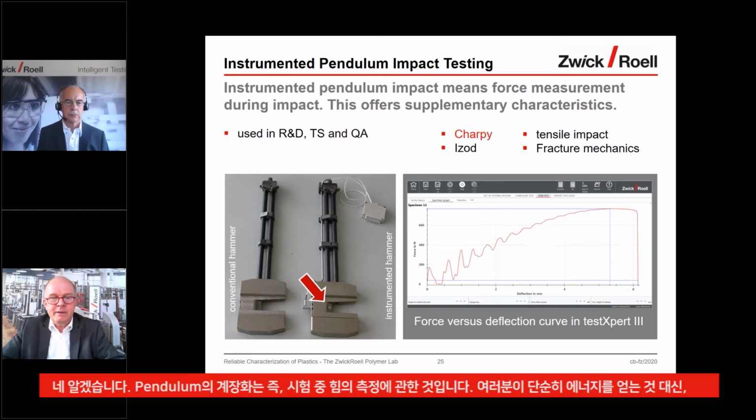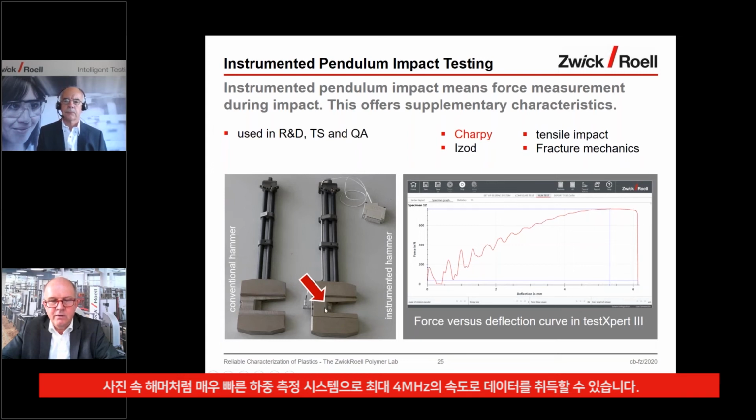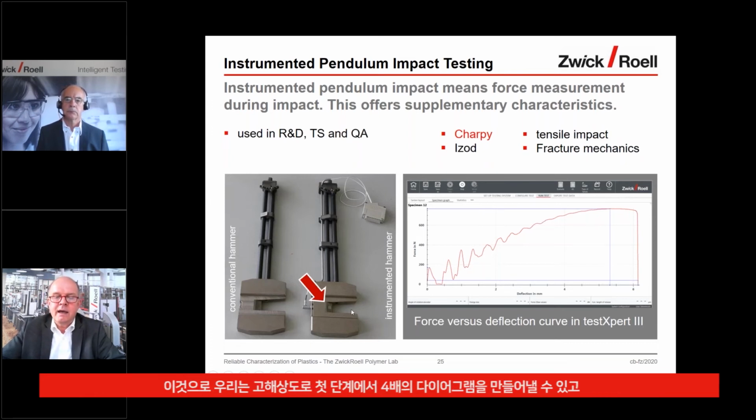Yeah, instrumentation basically means the measurement of force during the test. So instead of just having an energy single point value, you have here integrated into the hammer this load measurement system. It's a very, very fast measurement system. We go here with a data acquisition speed of up to 4 megahertz. And this allows us in the first step to produce a force-time diagram with a very high resolution.